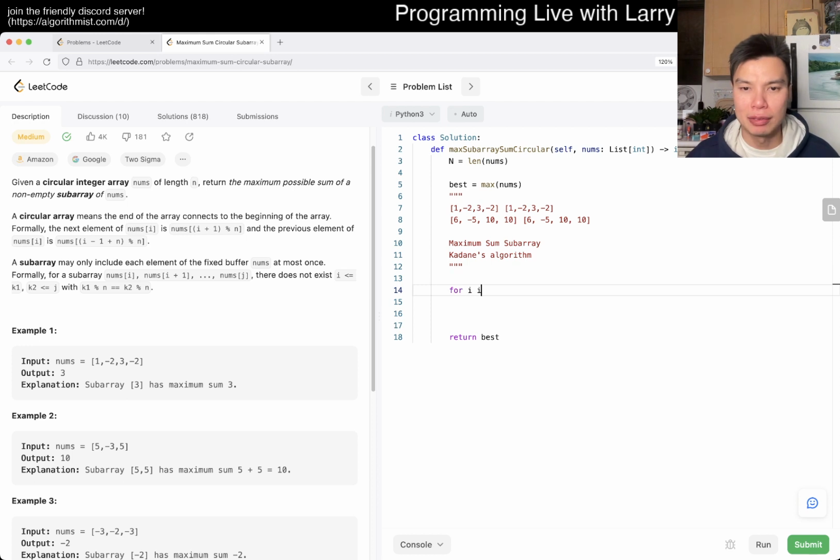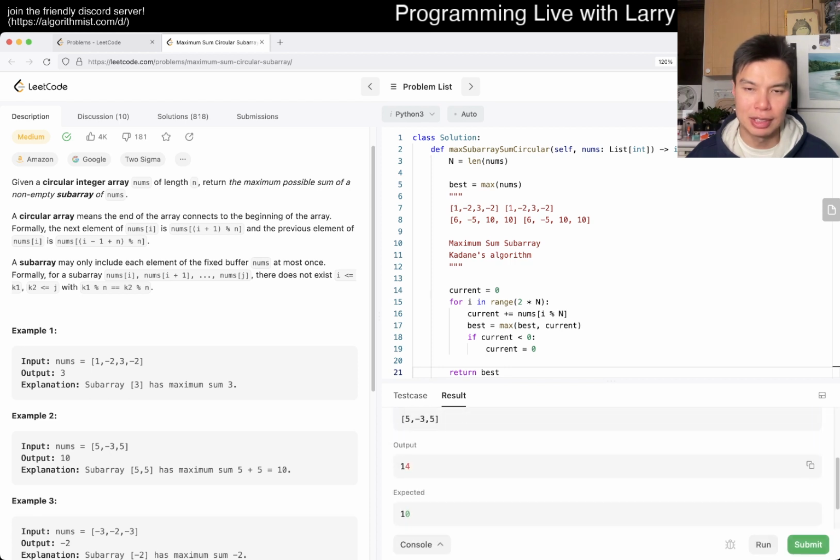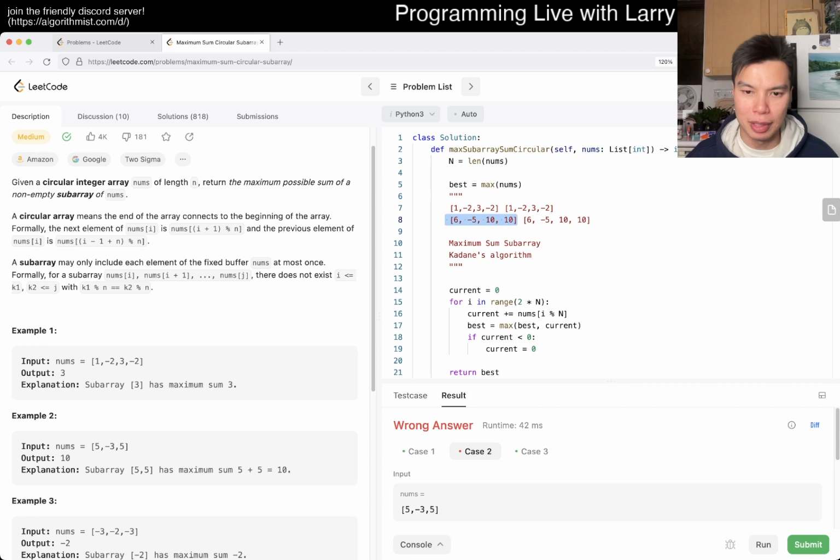And then for i in range of 2 times n, let's just write out the basic Kadane's first. So current is equal to 0, current plus equals nums sub i mod n, right? And then if current is less than 0, current is equal to 0, right? Best is equal to max of best and current, something like that. And that's Kadane's, but it's not going to be right for case 2, as you know, this is the same thing that we have here, right? Just kind of write it out.